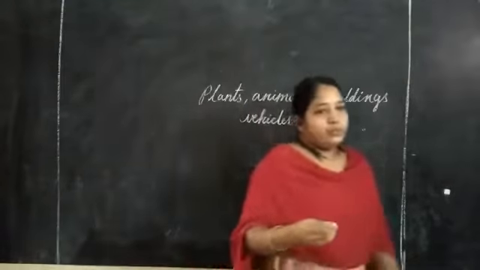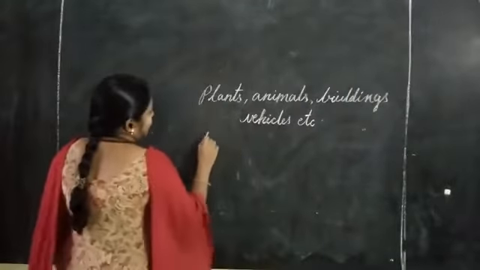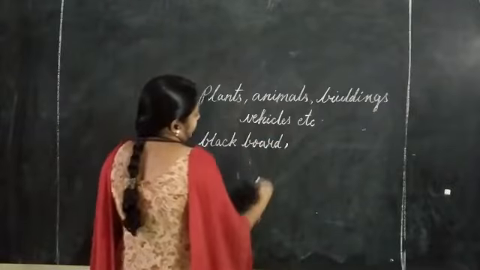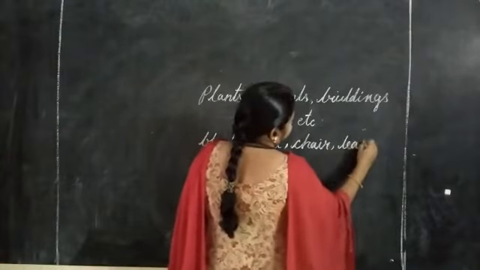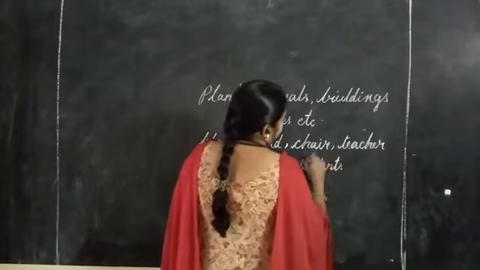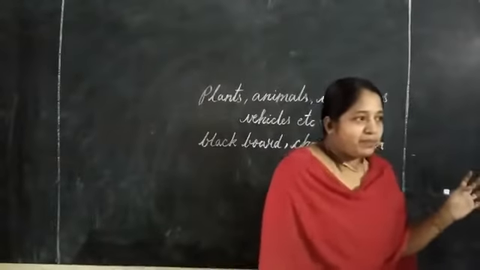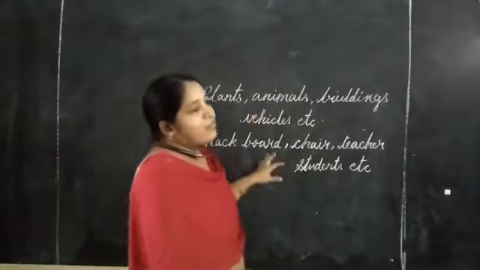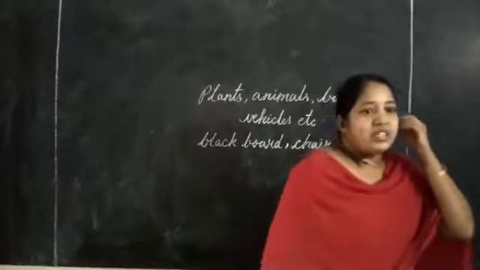When you are in the classroom, you observe some more things. Give some examples of things you observe in the classroom, children. Yes, blackboard, chair, teacher, students, and so on. Are all these things the same? If you notice carefully, some of the things have life in them and some of the things don't have life. Okay, now can you guess the name of our lesson, children?